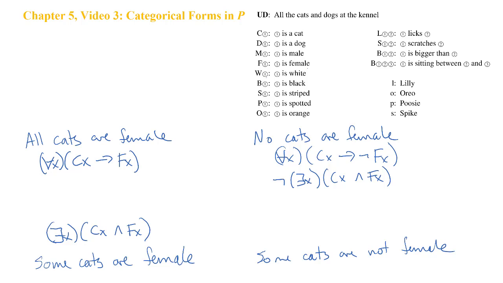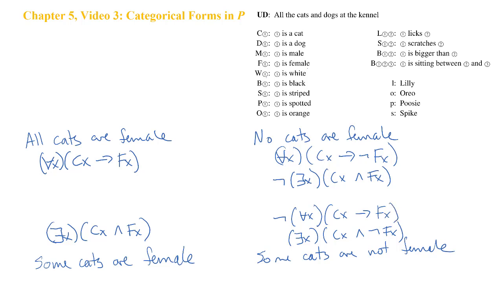Down below, some cats are not female. We can very simply do this. There's at least one x which is in fact a cat and is not female. Some cats are not female. But we can also do a universal form of this. It's not the case that all cats are female.